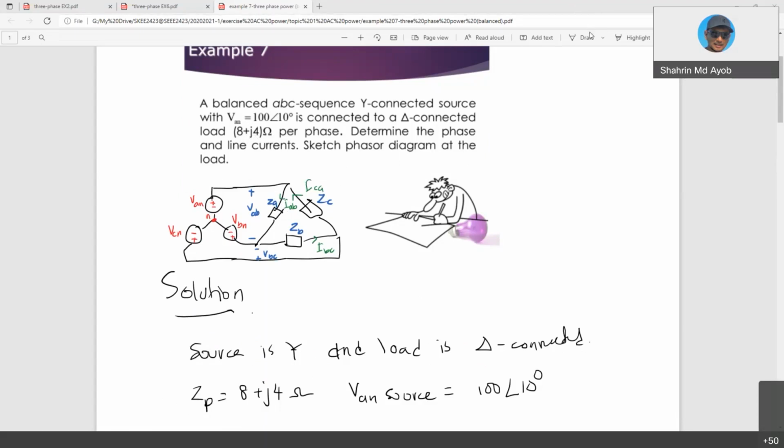So there are questions. Examples 7 and 8 have no solution? No solution in the e-learning. Okay, so I will upload it as soon as possible.